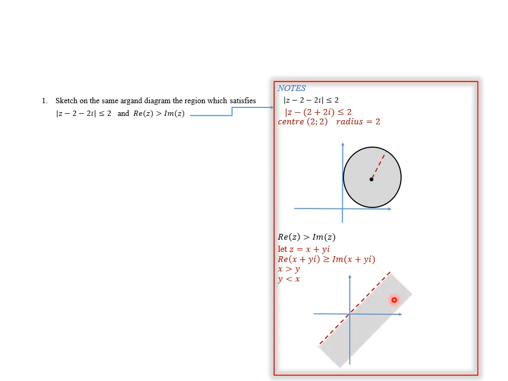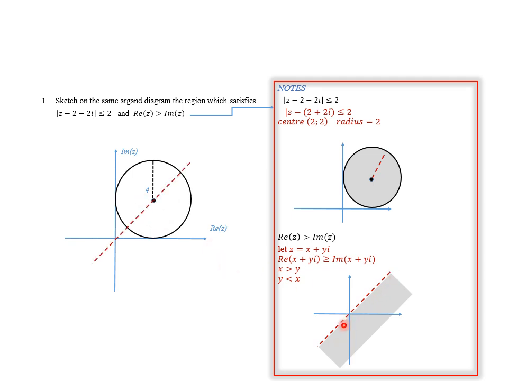So now we want to combine these two regions. We draw the imaginary axis, and we sketch our real axis here. Now we start by plotting the circle. So the circle at (2, 2) with a radius of 2 units, and this is the circle here. Now we sketch this line here. This is the line of y equals x, a broken line.